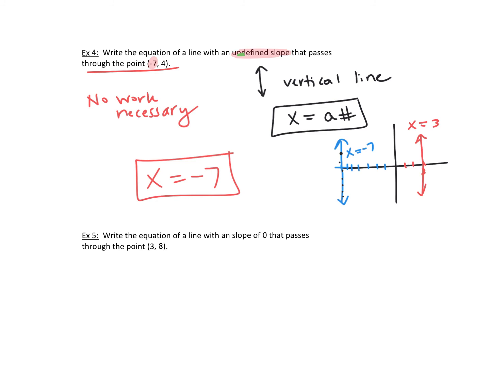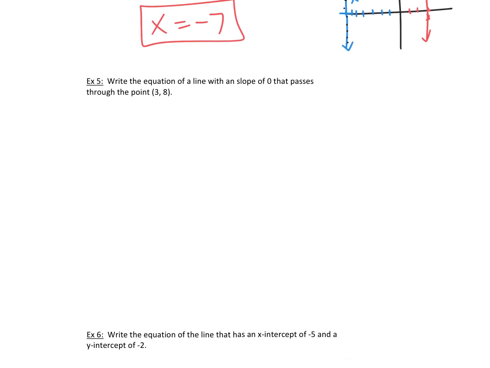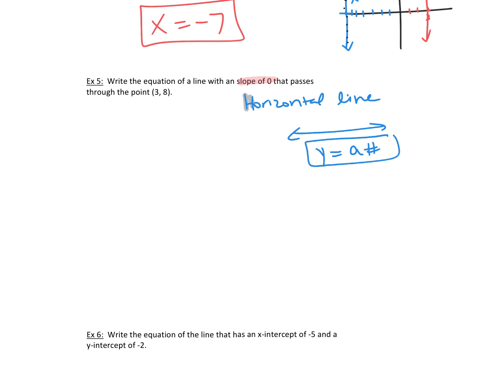Okay, and example 5 is sort of the opposite of that. This is writing the equation of a line with a slope of 0. So think to yourself, okay, slope of 0 is a special line. What kind of special line? Well, this is a horizontal line. Right? So it goes like this. All horizontal lines have a certain formula. They're always y equals a number, and that number is the y-intercept.